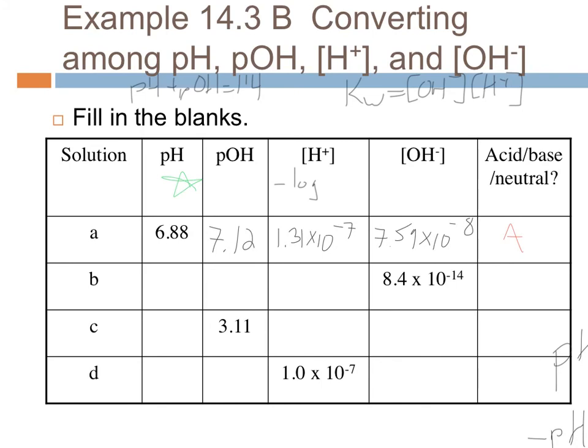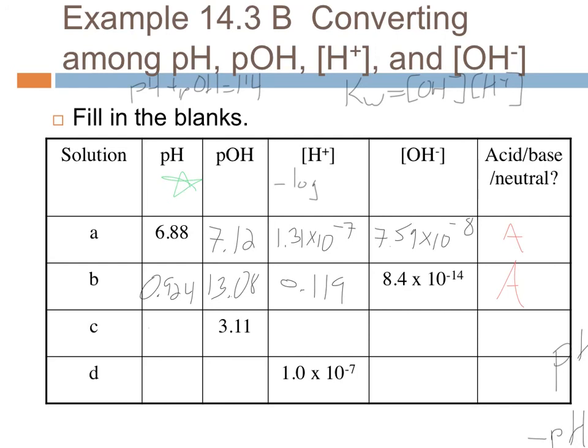Now here we have the hydroxide only. So I can find my hydrogen with the K expression, 0.119. And then negative log of both of those numbers will give me the pH and the pOH, 0.924 and 13.08. pH is less than 7. This one again is going to be an acid.